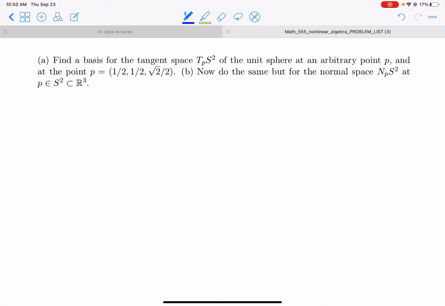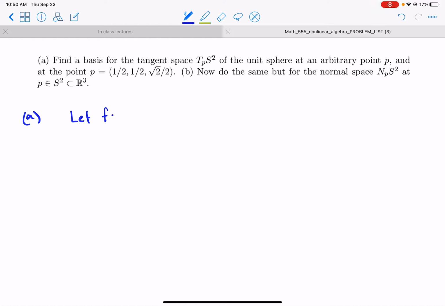Okay, hi everybody. So I'll try to first solve this, and then after solving it, I'll just sort of discuss it in case there's some concepts that we need to review. So first I'm just going to solve. Find the basis for the tangent space at some point P. Then do the same for the normal space. Okay, so A.